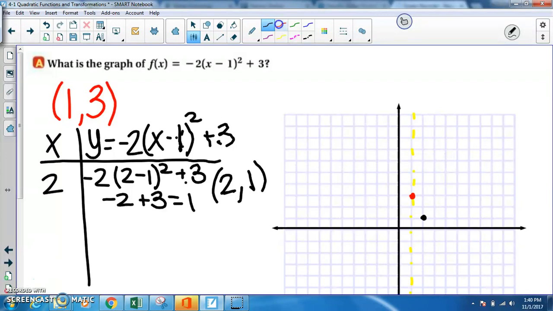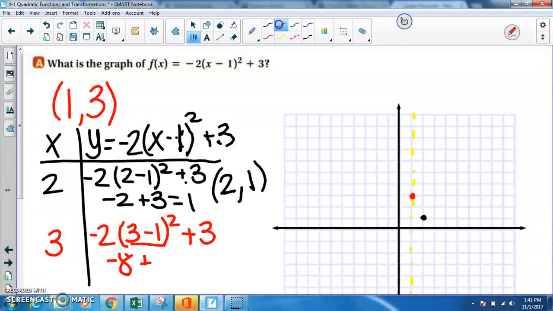And then I can pick a new point. I'm going to pick the next point over, which is 3. Negative 2 times 3 minus 1 squared plus 3. 3 minus 1 is 2. 2 squared is 4. 4 times negative 2 is negative 8, plus 3, which is equal to negative 5. Therefore, my next point is 3, negative 5.